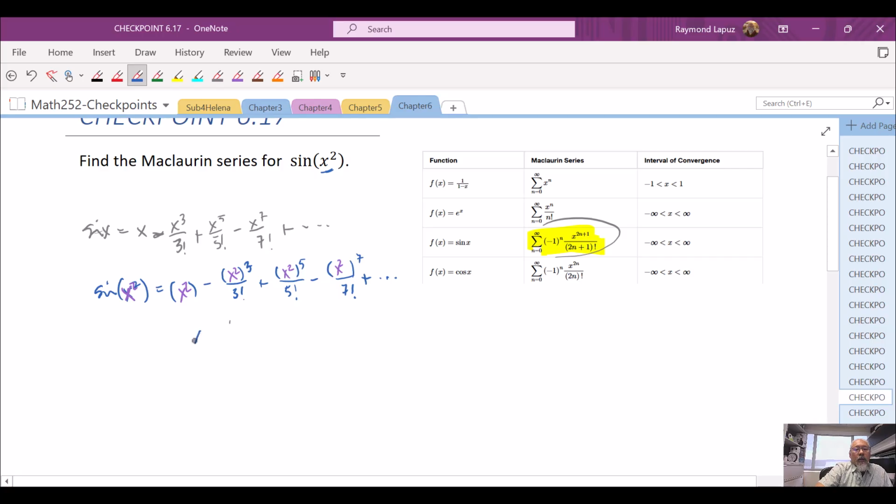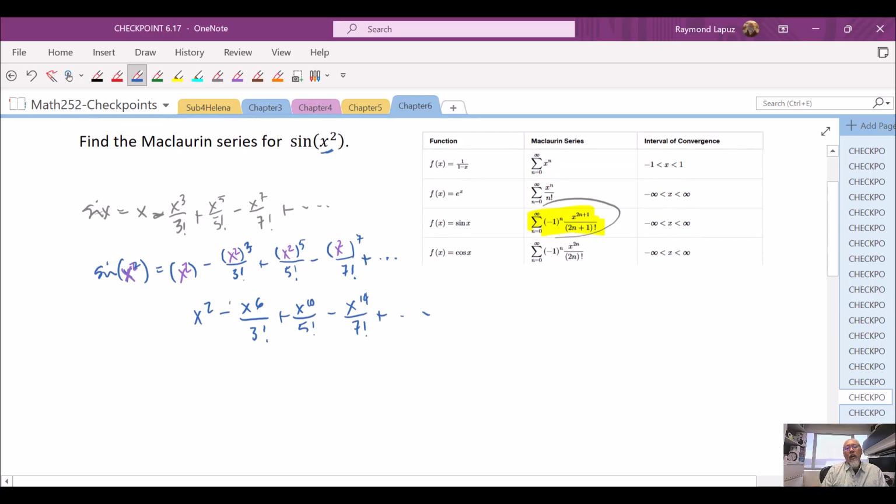And then we will have x squared minus x to the sixth over 3 factorial plus x to the 10th over 5 factorial minus x to the 14th over 7 factorial, etc.